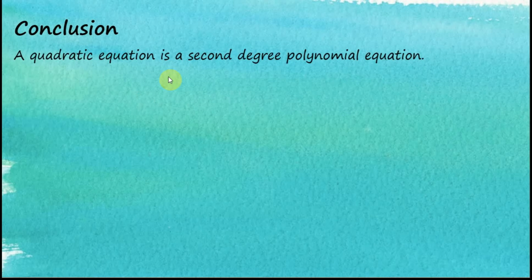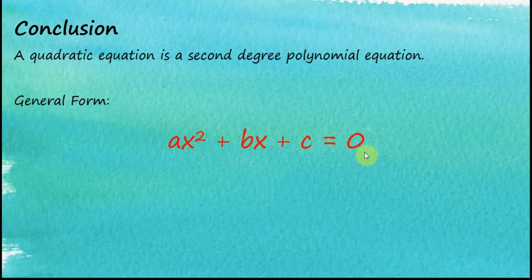A quadratic equation is a second degree polynomial equation, and then we learned the general form of the quadratic equation. This is the general form. The first term is x squared, the second term is x, and the third term is the term without x, and the right hand side must be 0.